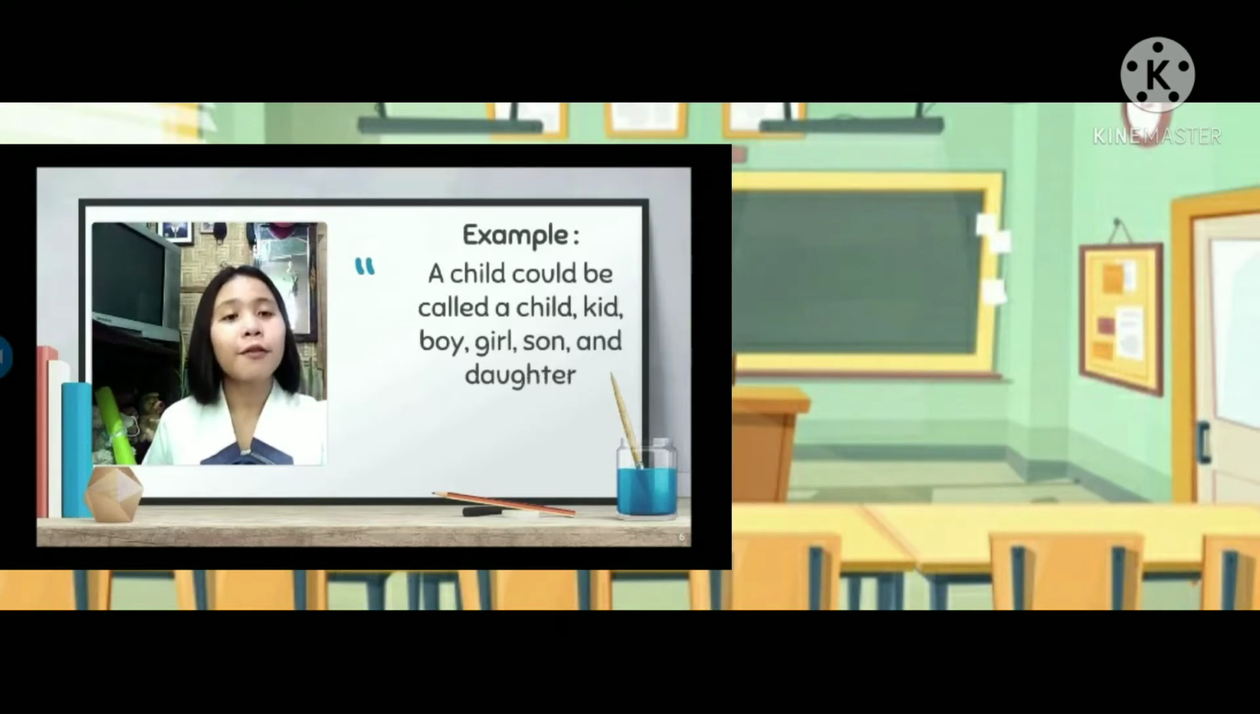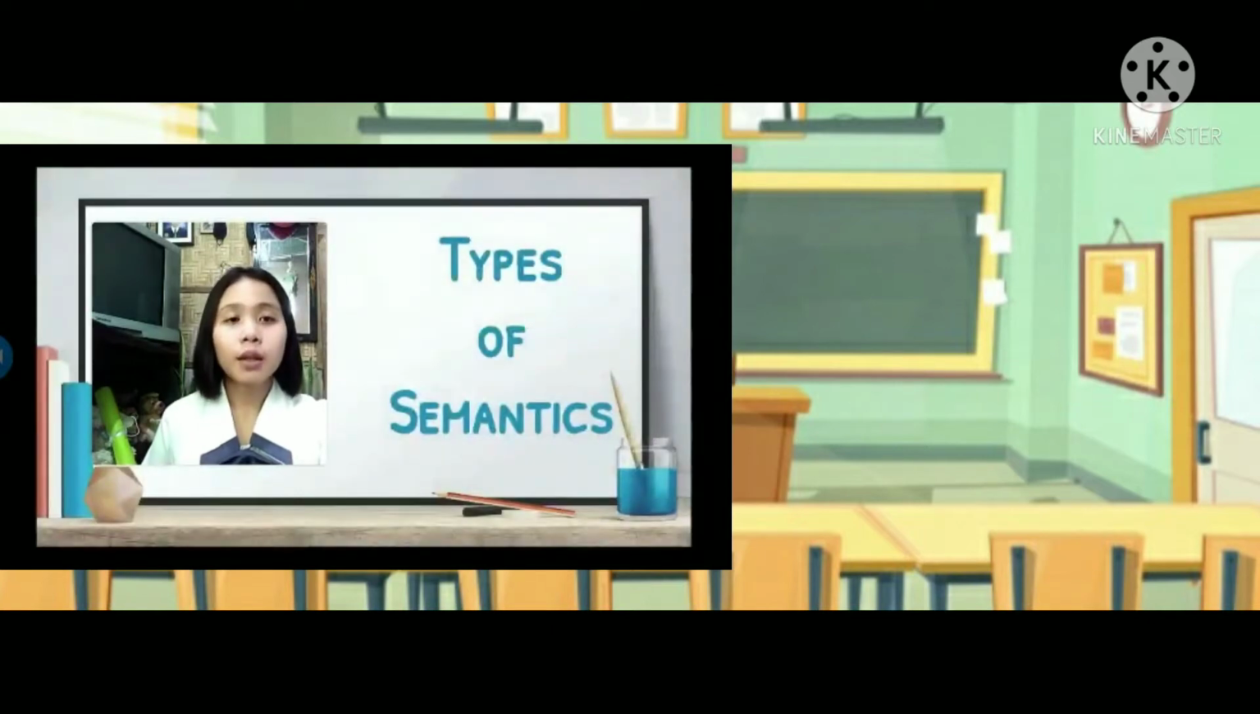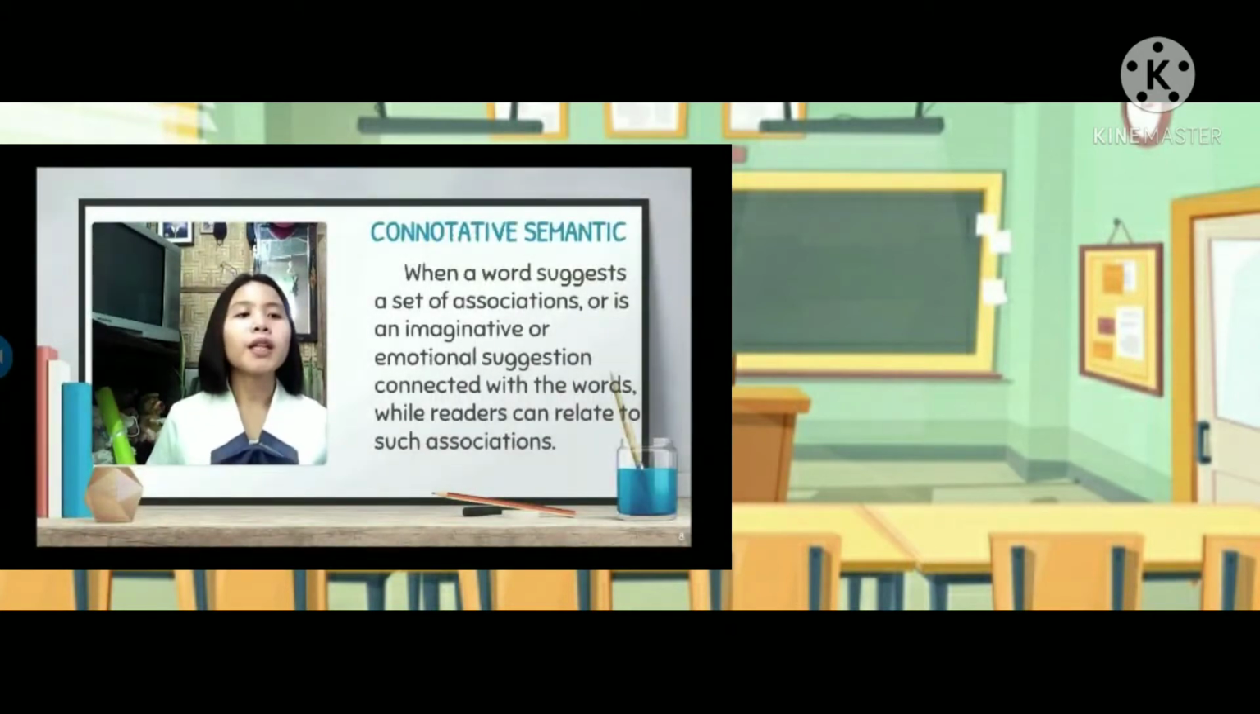So semantics have types. So the types of semantics are the connotative and the denotative semantics. So let us first tackle the connotative semantics. So connotative semantic is when a word suggests a set of associations or is an imaginative or emotional suggestion connected with the words, while readers can relate to such associations. So ang connotative semantics kay ang words na gigamit kay naa siya laing nga meaning. So ang kana nga word nga iyang gigamit kay naay laing buot ipasabot.